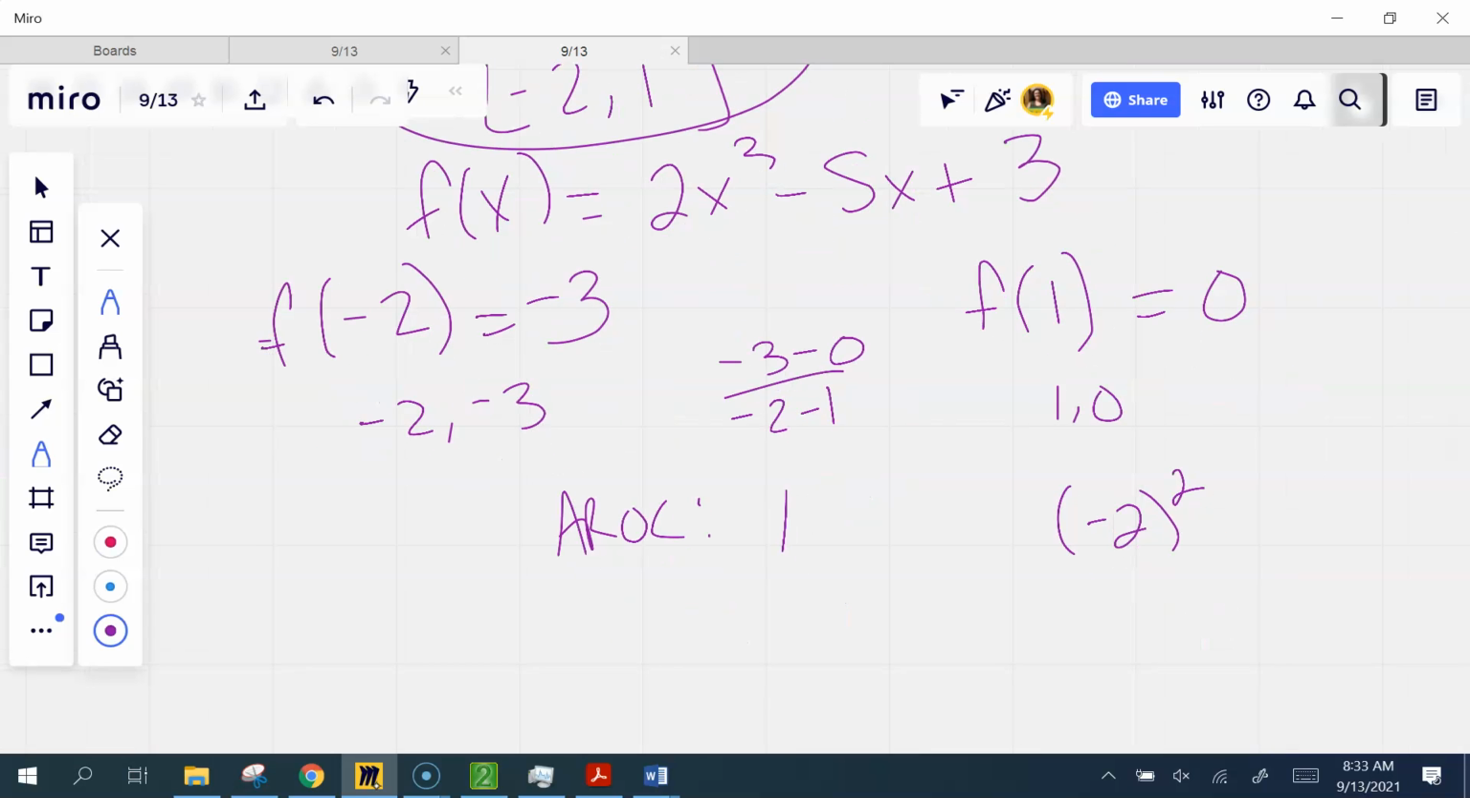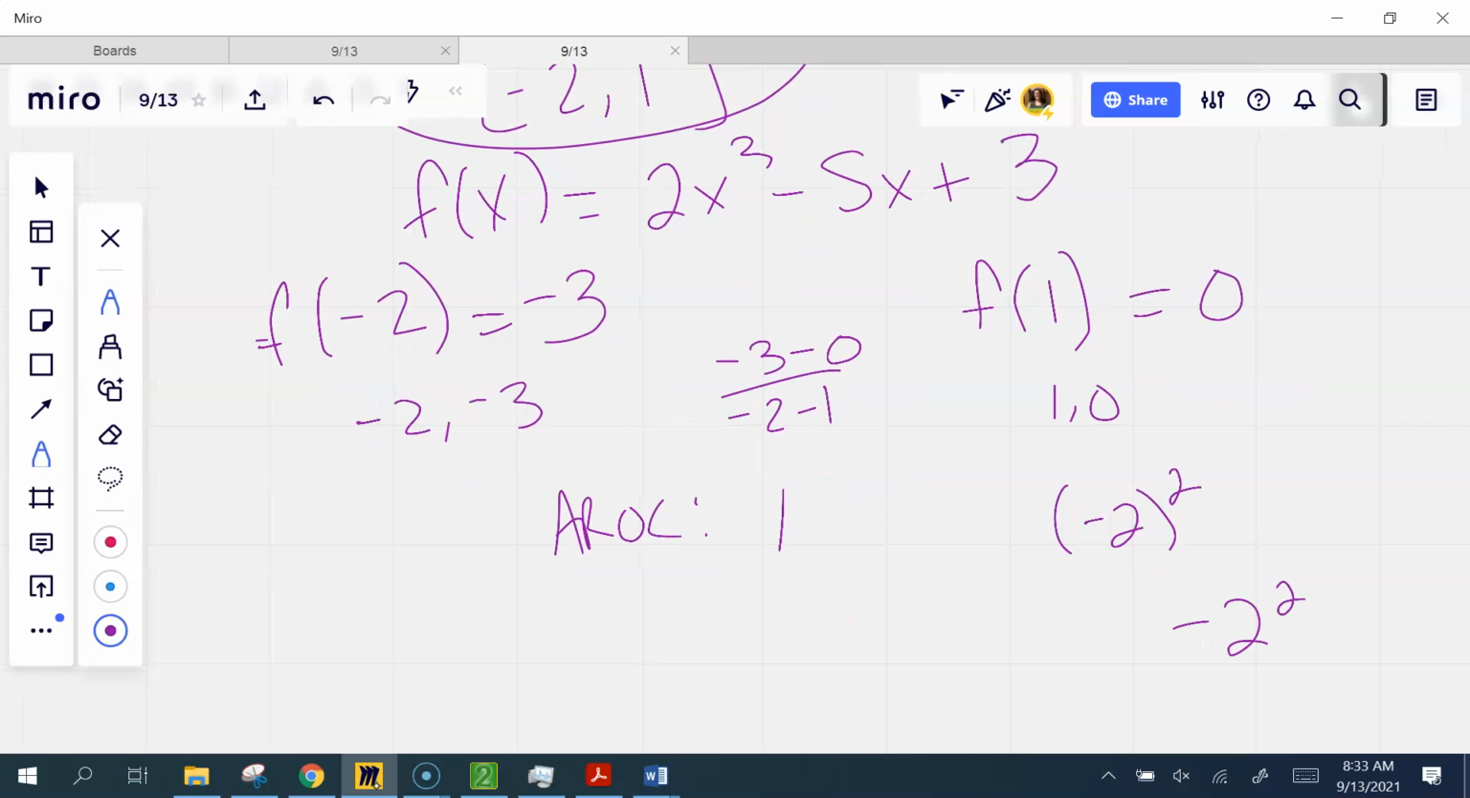Otherwise, your calculator takes order of operations over, and it thinks that you are saying -1 times 2 squared. So it takes over order of operations, saying square this first and then do the negative of it. So you've got to put it in parentheses.